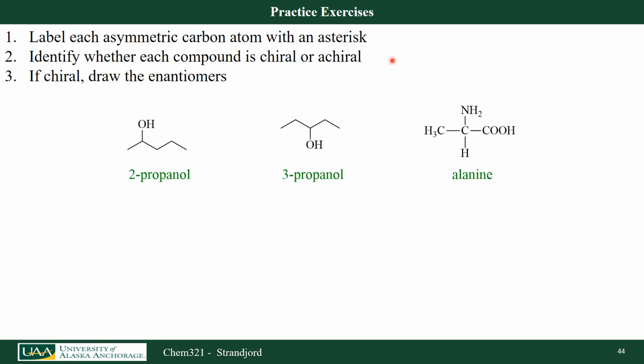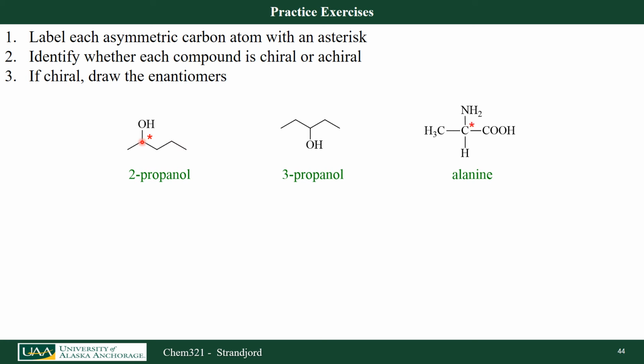Let's do some practice exercises. Let's identify each asymmetric carbon with an asterisk, so that's a chiral carbon. Let's identify whether the compound is chiral or not, so we're looking for internal mirror planes now. And then let's draw the enantiomers, okay? So let's look at the first molecule here. Yeah, there's a chiral carbon right there. I have a CH3, I have an OH, I have a propyl group, and I have a hydrogen attached to that carbon, so that's chiral.